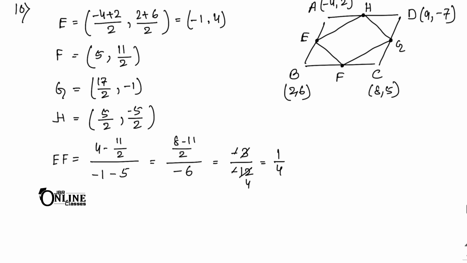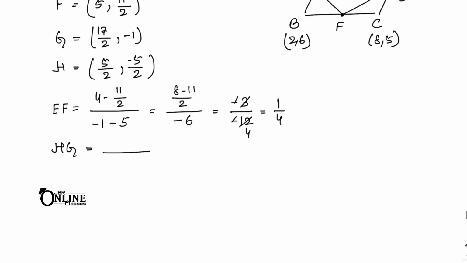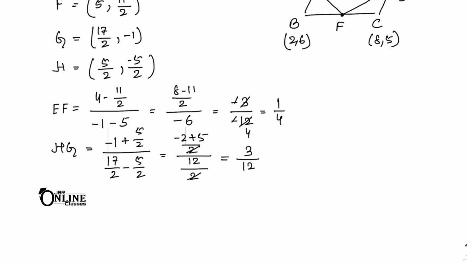Now next you have to find out the slope of HG. So here HG, that means (-1 plus 5 by 2) over (17 by 2 minus 5 by 2). So that one equal to, with 2 as the LCM, (-2 plus 5) over (17 minus 5), that is 12 by 2. So the 2s cancel out, this one 3 by 12, that equal to 1 by 4. So here the slope of EF equal to the slope of HG.